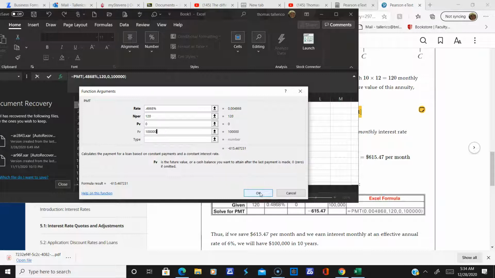If you ever have any questions, we'll be spending a lot of time with Microsoft Excel. If you have any questions, let me know.